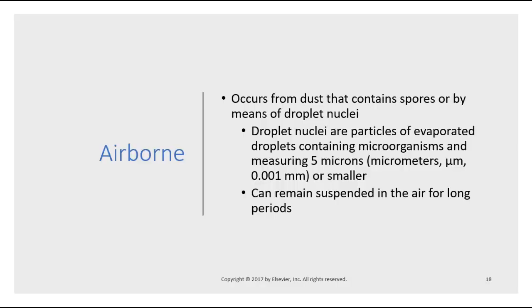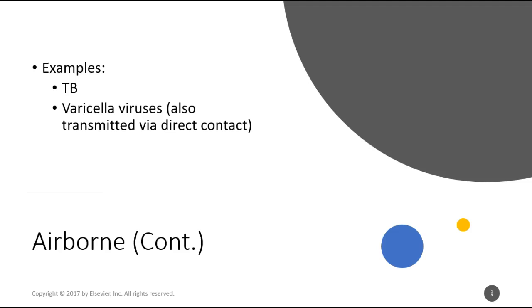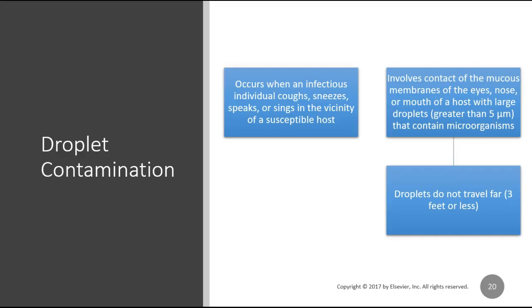Airborne transmission occurs from dust that contains spores or by means of droplet nuclei. Droplet nuclei are particles of evaporated droplets containing the microorganisms, measuring 5 microns, or micrometers, which is 0.001 millimeters, or smaller. So it's very, very small, and it can become airborne and be suspended in the air for long periods of time. If a person is on airborne precautions at the hospital, make sure that they have a mask on when you're transporting them and that you have a mask on too. Some examples are TB. Varicella is also transmitted by direct contact, so two ways.